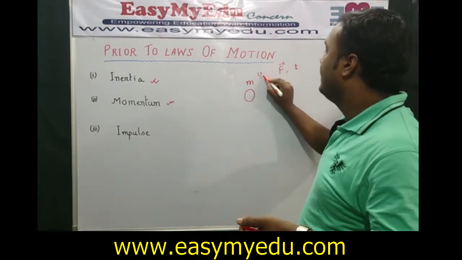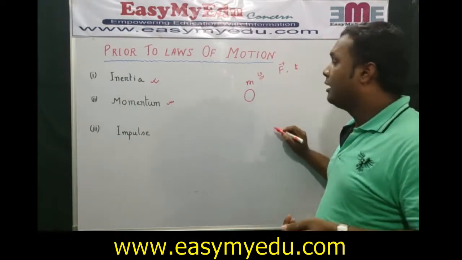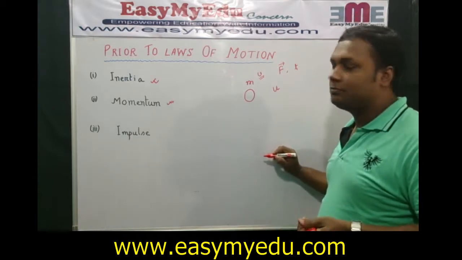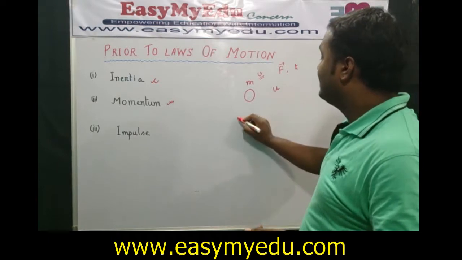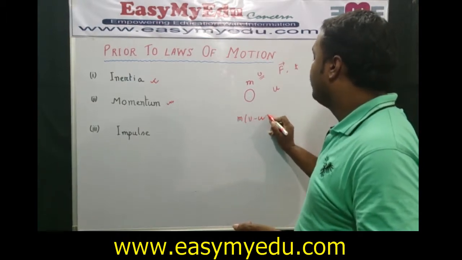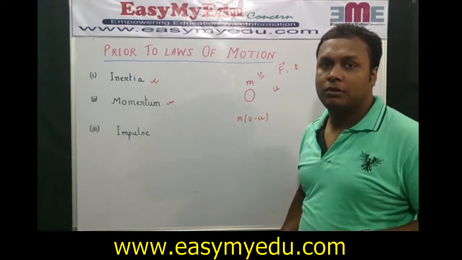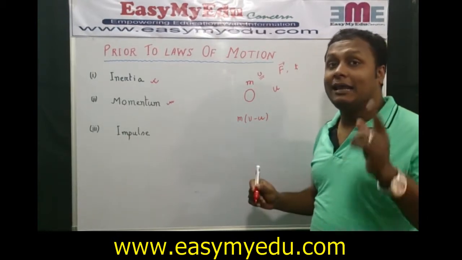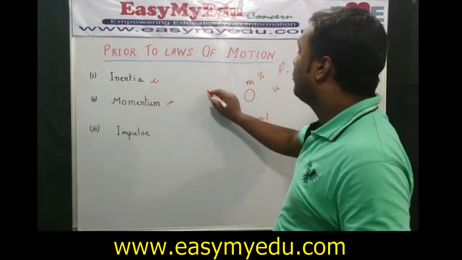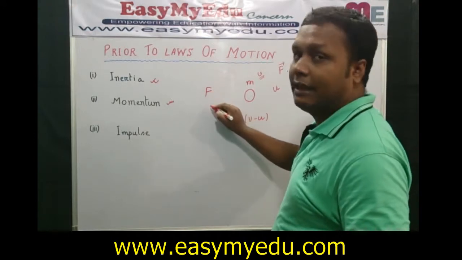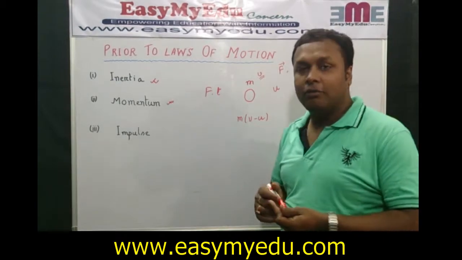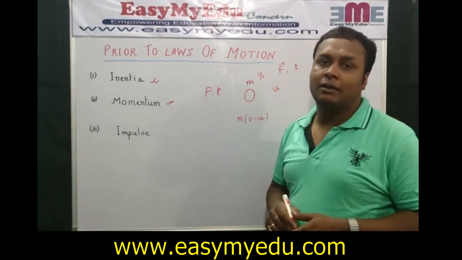Suppose at the beginning the velocity is v and after that the velocity becomes u. Then impulse is the change in momentum, that is m into (v minus u). That will be the impulse, and it is measured as the product of force and time. That is, for what force the momentum changes, F, and for what time, t. So F into t will be the impulse of that object.